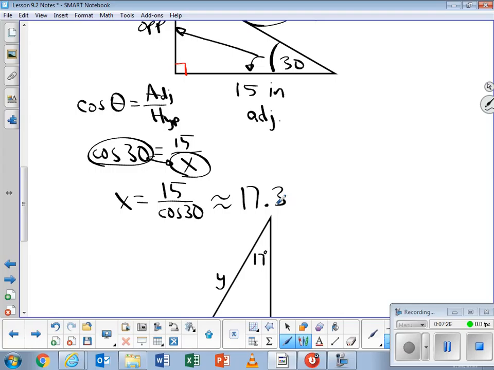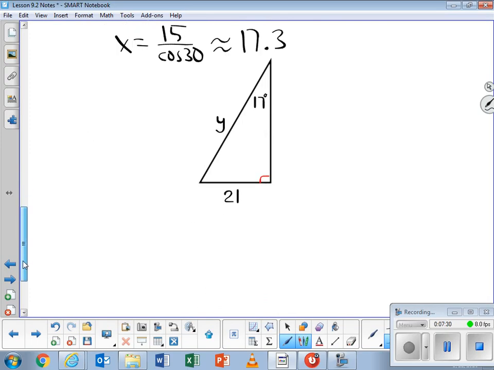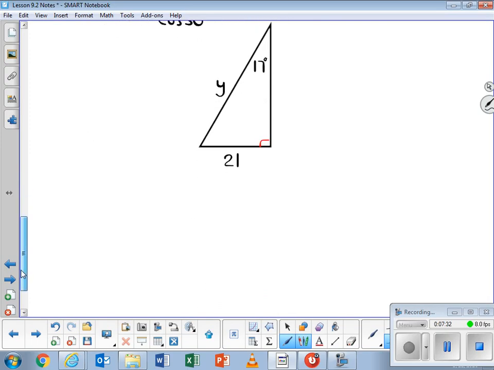Questions on that? Okay. You and your group try this one. I'll pause for a minute. 71.8. Okay. So we identified the right triangle, the angle I'm looking at, the hypotenuse.